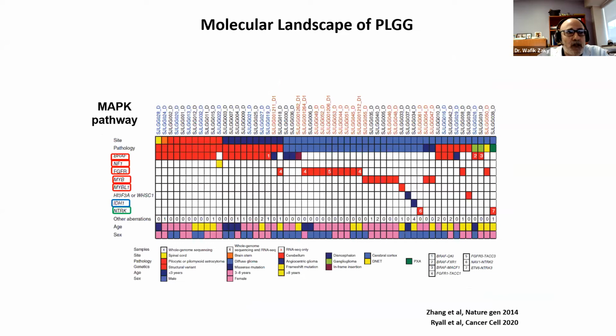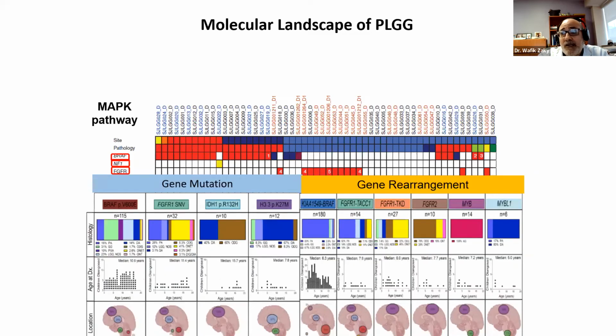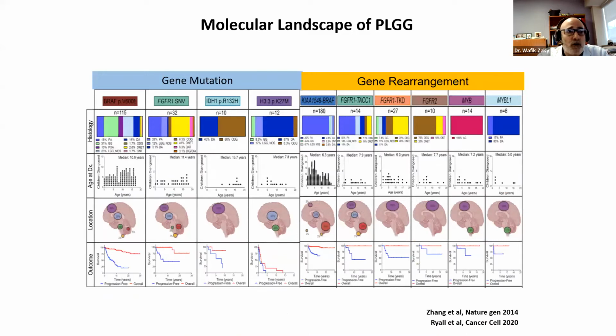Early attempts to dissect this tumor molecularly included a study done on 60 pediatric low-grade gliomas and glioneuronal tumors, which detected the MAP kinase pathway as the most active pathway in low-grade tumors in children. In a subsequent study by Sick Children, they looked at 1,000 samples of low-grade gliomas and dissected them into 10 molecular subgroups depending on the underlying biology.